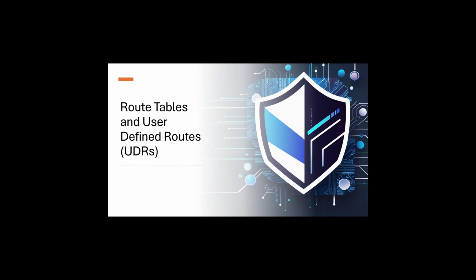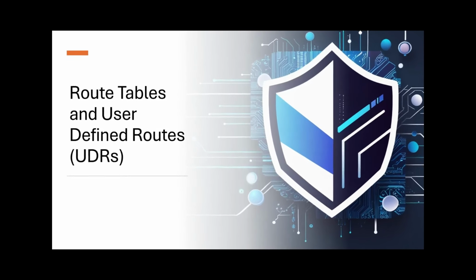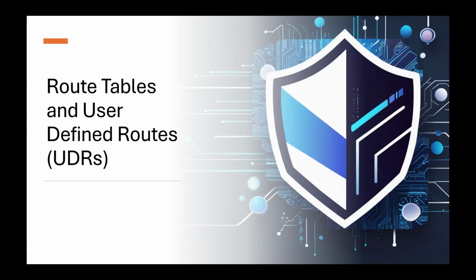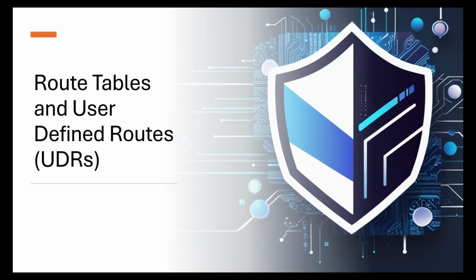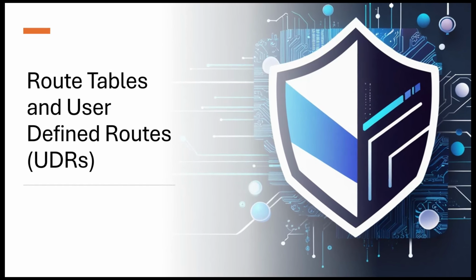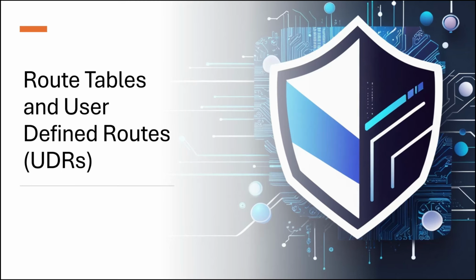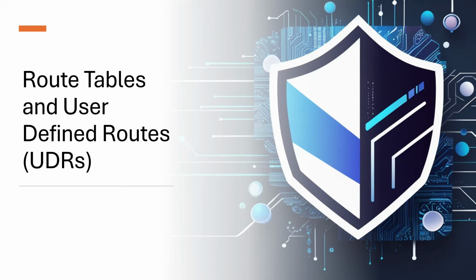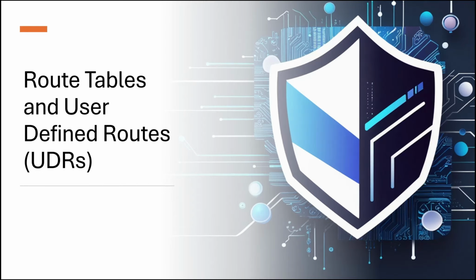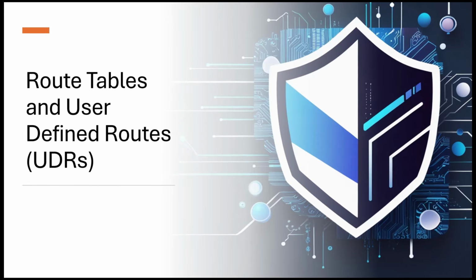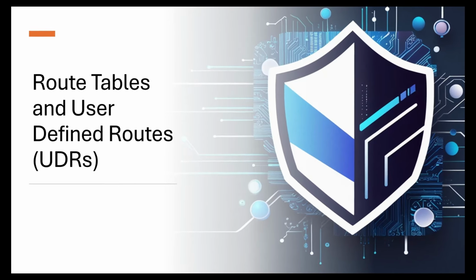Alright, let's put on our Azure Security Engineer hat and break this down. Think of your network traffic as cars traveling on roads, and route tables are the GPS system telling them where to go. By default, Azure gives every subnet a built-in route table with system-defined rules. These rules help Azure manage traffic between your subnets, virtual networks, and even the internet. Sounds good, right? But what if, as the security expert, you need more control?